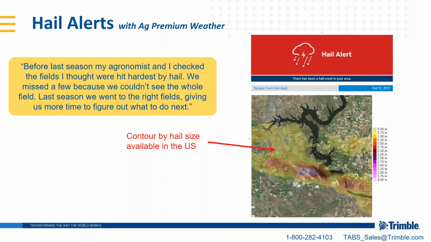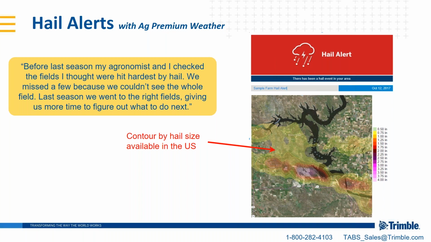So what this grower told us was that before last season, my agronomist and I checked the fields I thought were hit hardest by hail. We missed a few because we couldn't see the whole field. Right, so imagine you're looking over a ridge and the back left corner got pounded. Last season, we went to the right fields, giving us more time to figure out what to do next. So hail alerts are about letting you know.